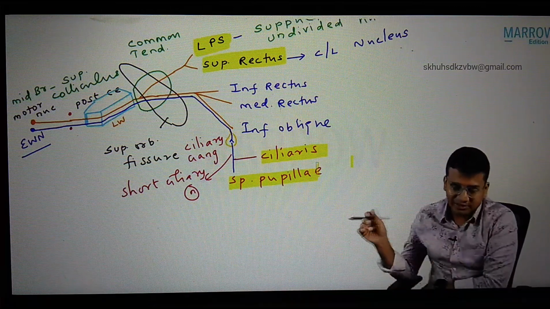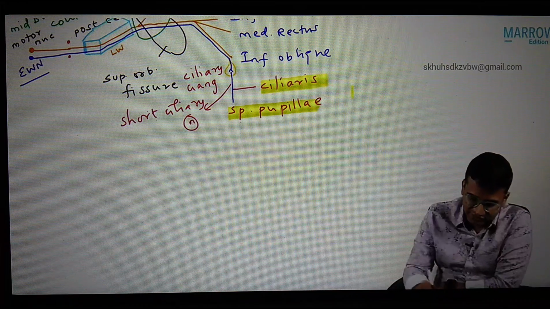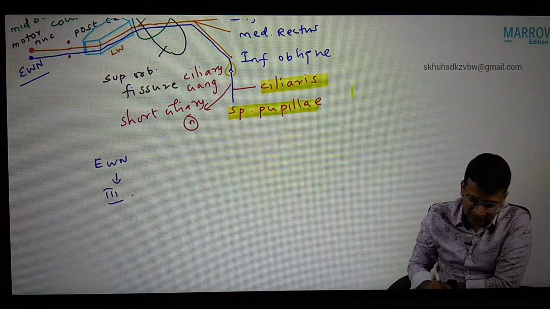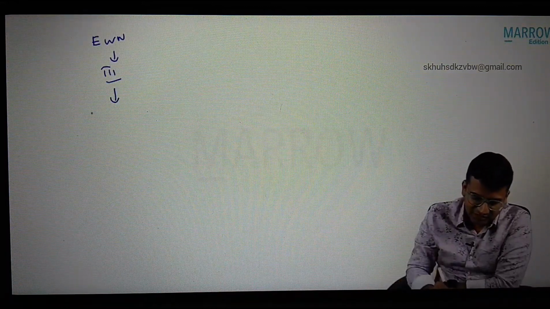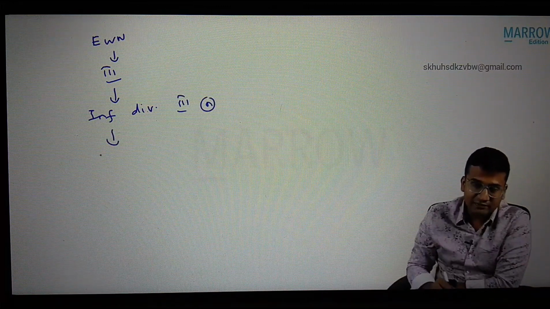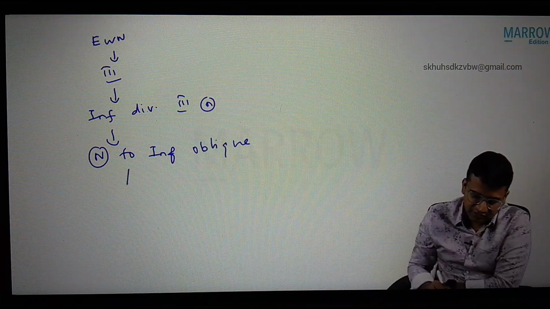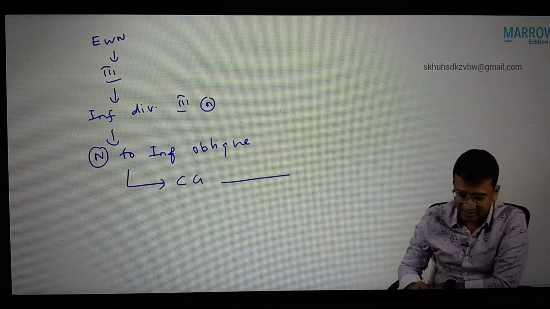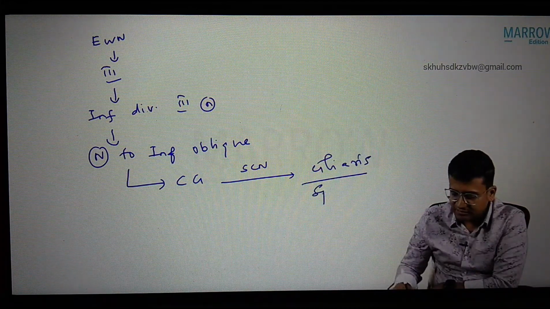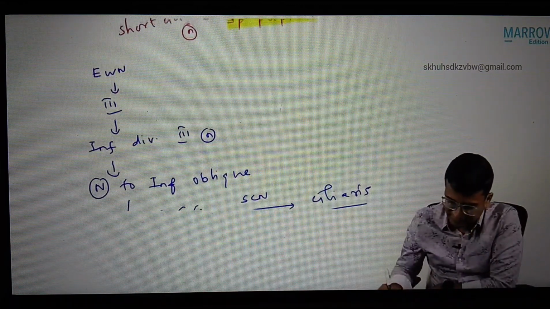Now what is the parasympathetic pathway for the third nerve? Fibers from the Edinger-Westphal nucleus, we're going to write the pathway. Fibers from the Edinger-Westphal nucleus are given to the trunk of the third nerve. Now from the third nerve, the fibers are given to the inferior division of the third nerve. Now from there, the fibers are given to the nerve to inferior oblique. Now from the nerve to inferior oblique, fibers are given to the ciliary ganglion, and via the short ciliary nerve supply two muscles, ciliaris and sphincter pupillae muscle. Okay, right. Now see the diagram.